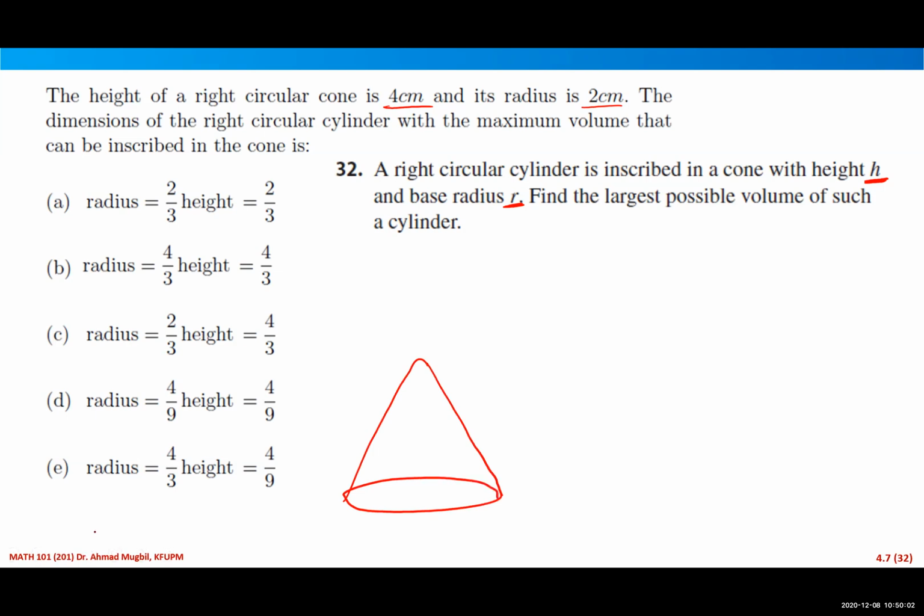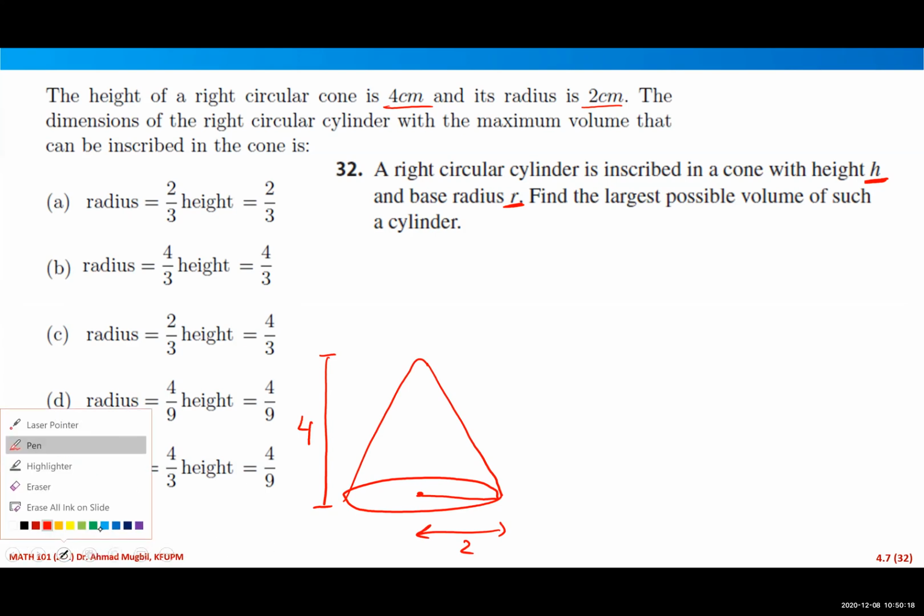And let me change the color. What he told you about the cone is that the height of the cone is 4, and the radius of the base, from here to here, is 2. Now, if you read the problem, we need to inscribe and find the dimensions of a right circular cylinder with the maximum volume. So we need to maximize the volume.